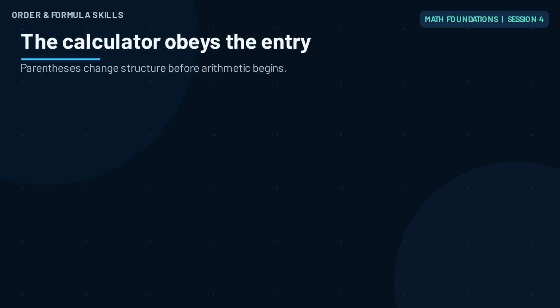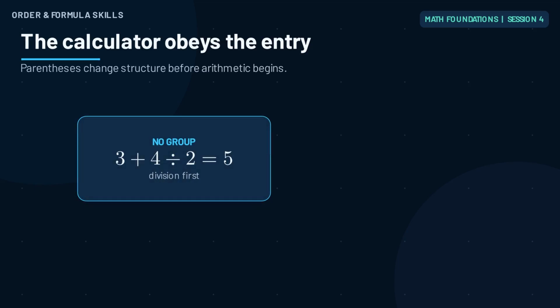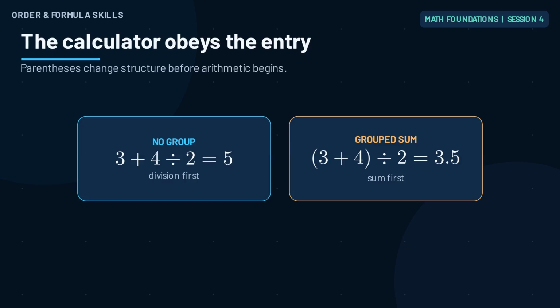A scientific calculator follows the keys you press, not the idea in your head. Enter 3 plus 4 divided by 2, and the calculator divides first, producing 5. Enter the quantity 3 plus 4, divided by 2, and the parentheses force the sum first, producing 3.5. Every number is the same, but the entries describe different structures.